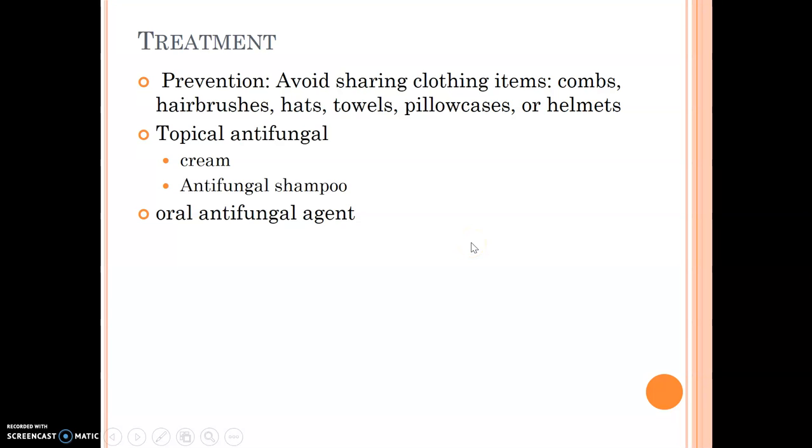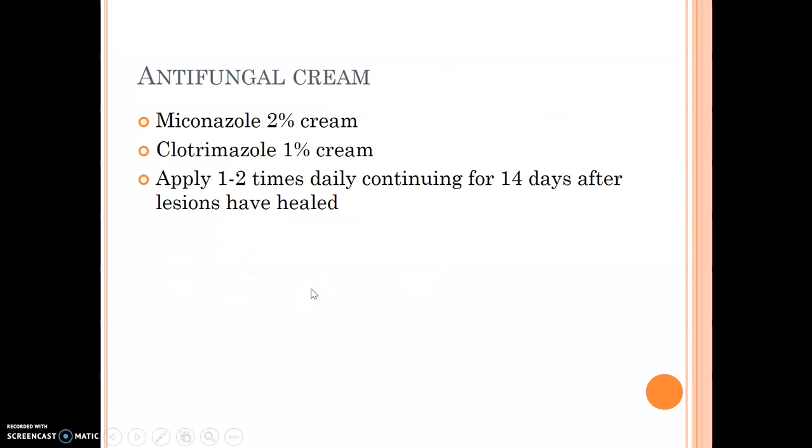So what you need to do for sporotrichosis is an oral antifungal agent. I will discuss it later in a bit. In general, treatment for fungal infection is prevention. Avoid sharing clothes. If you know that other patients have a fungal infection, don't share any clothing with them. You can use topical antifungal cream or antifungal shampoo, and sometimes you may need an oral antifungal agent.